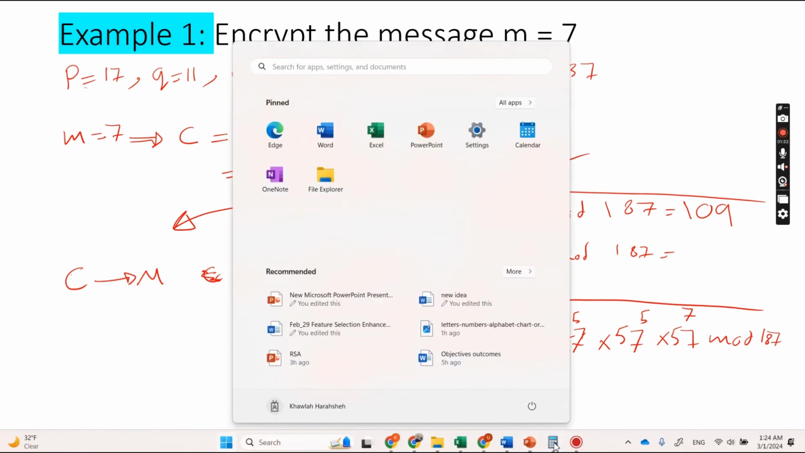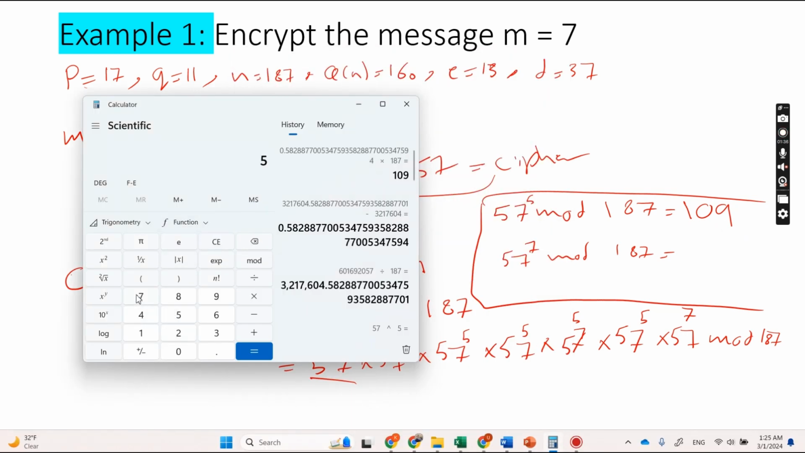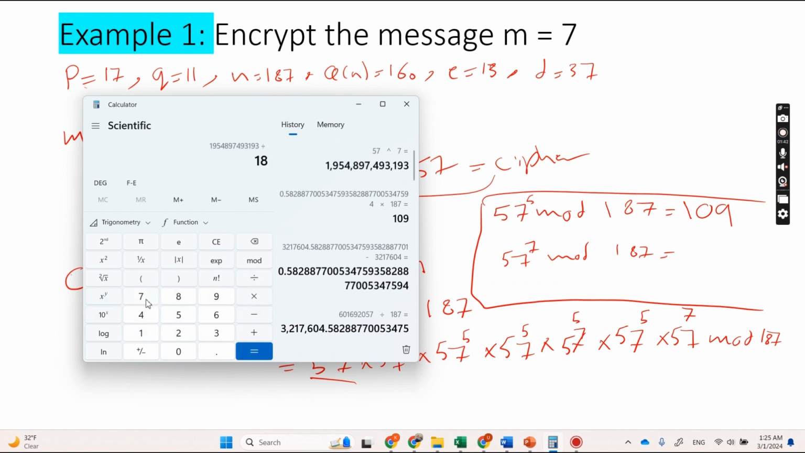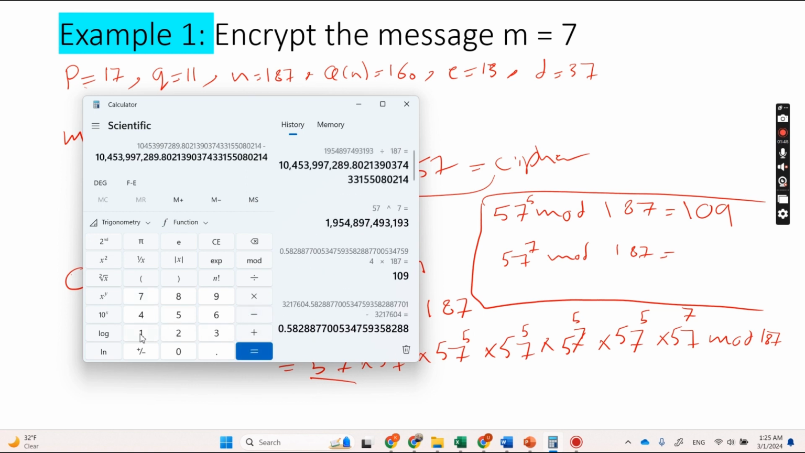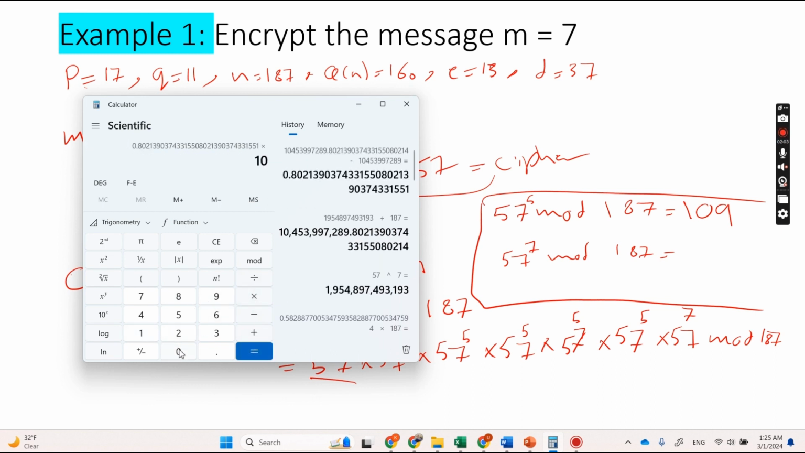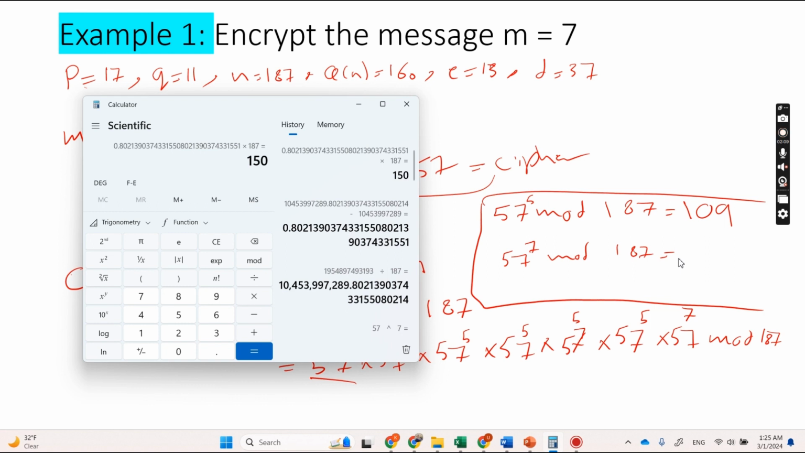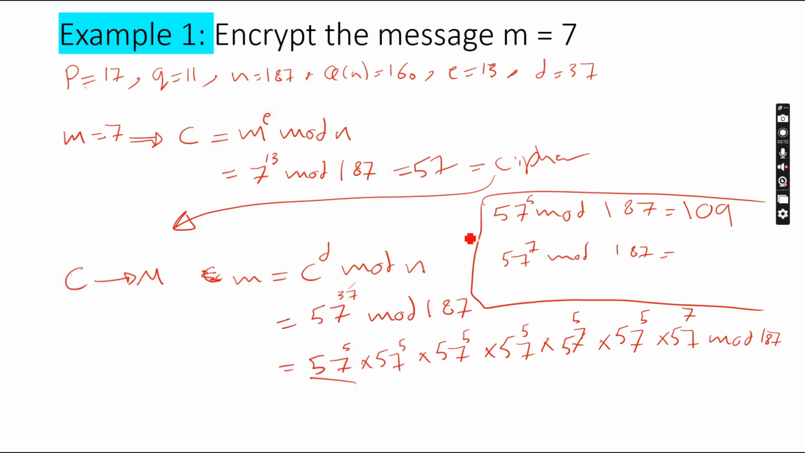Okay, so let's calculate the other one, which is 57 power 7 divided by 187, minus 10,453,997,289 multiplied by 187. So the answer is 150.